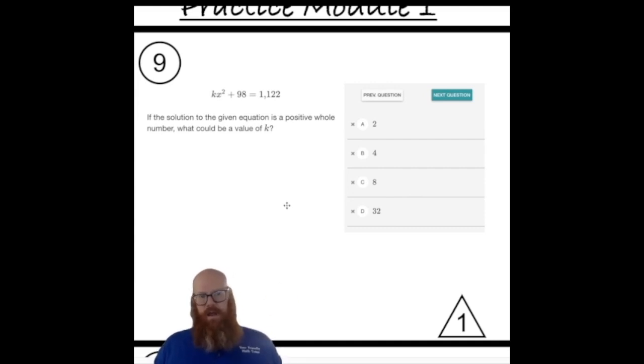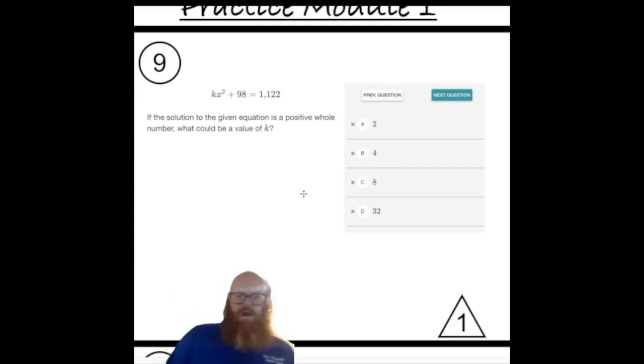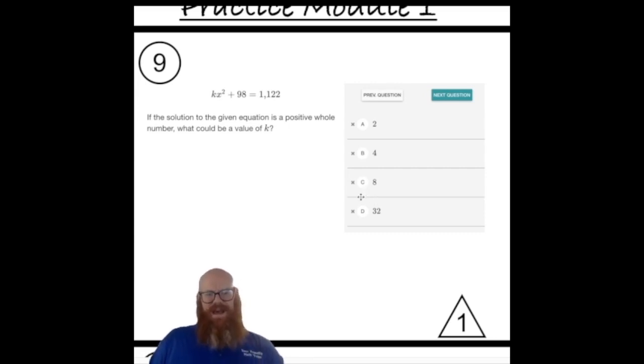Number 9. If the solution to the equation is a positive whole number, what could be the value of k? I think what you could do is certainly use a Desmos slider and just choose values of k. But I am going to do this. I am going to just first subtract the 98.